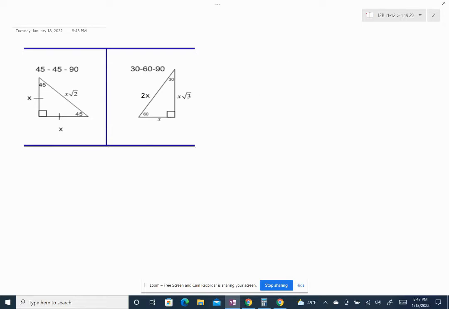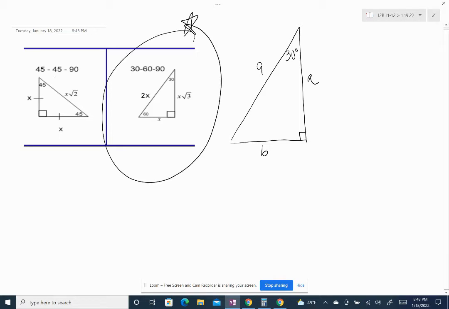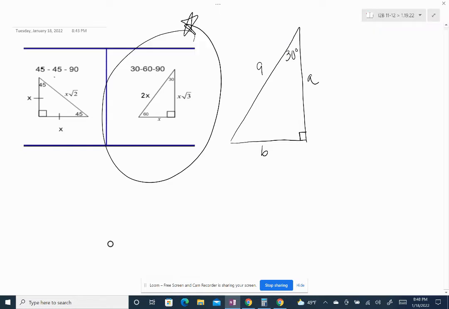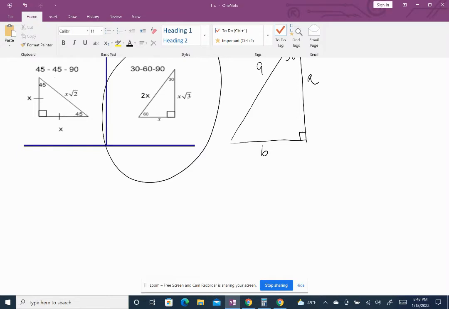So let's say I see this triangle right here. Let's say this is your problem, 9A, B. And immediately, the first thing we should do is identify which one it is. If I see there's a 30-degree angle, I can automatically know it's a 30, 60, 90. So we know we're going to be using this one right here. I want to keep track of which angle is which, especially with the 30, 60, 90. I think that's where a lot of students are going to get caught up.